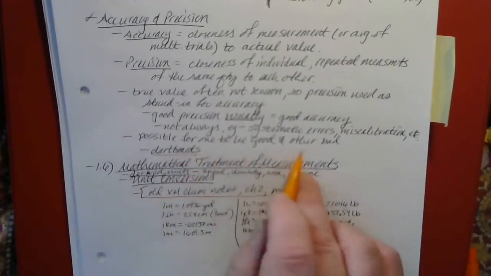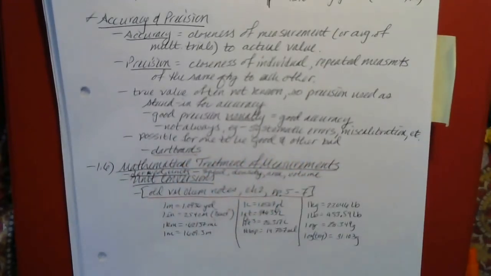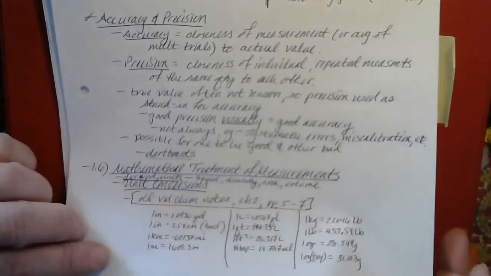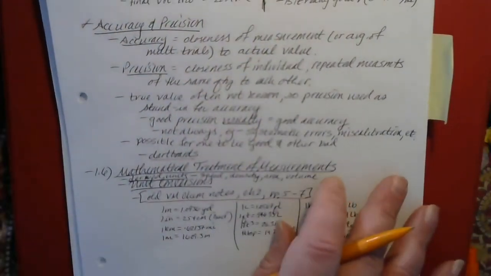It's possible, though, for one to be good and the other to be bad. It's possible to have good accuracy and poor precision. It's possible to have poor accuracy and good precision. And it's possible for both to be good, and it's possible for both to be bad. The case is often illustrated with dartboards, the dartboard analogy, which I will draw here.